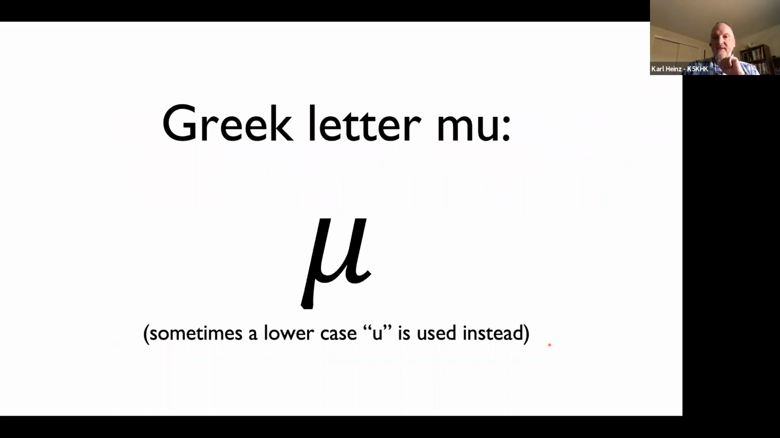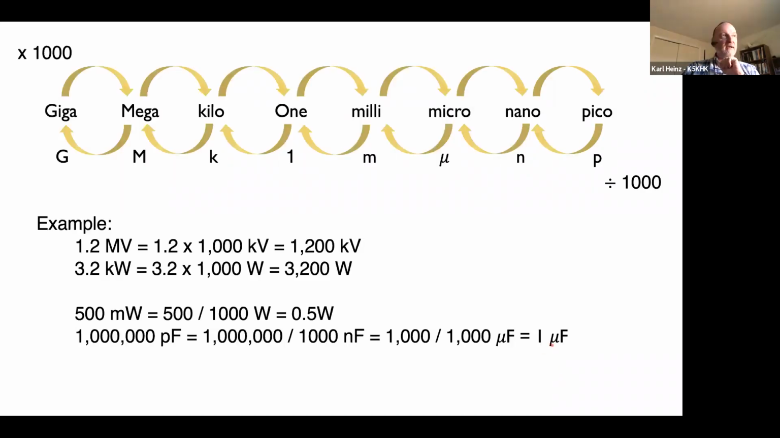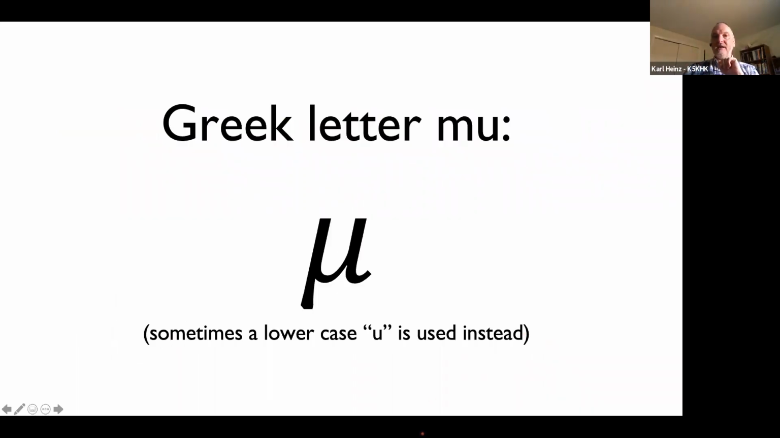So this weird character that you see down here and that I pronounce micro is actually a Greek character. It's a Greek letter mu. And we use that to indicate that we are dealing with 1 millionth of a unit. So a 1 millionth of a farad is 1 microfarad.